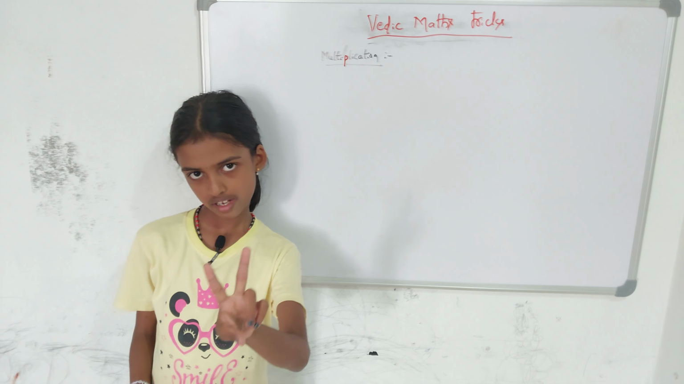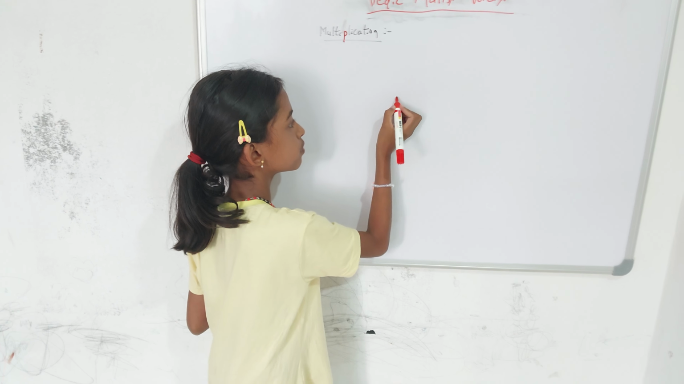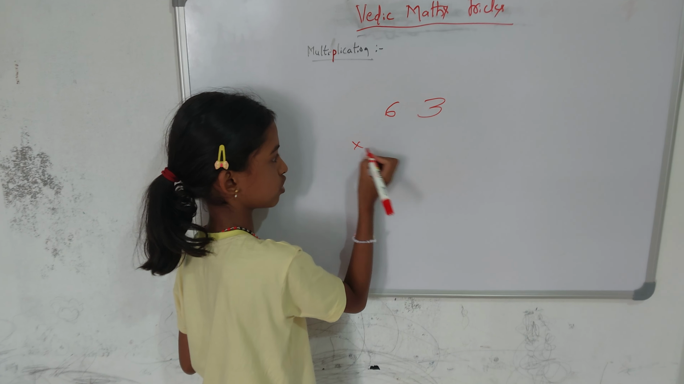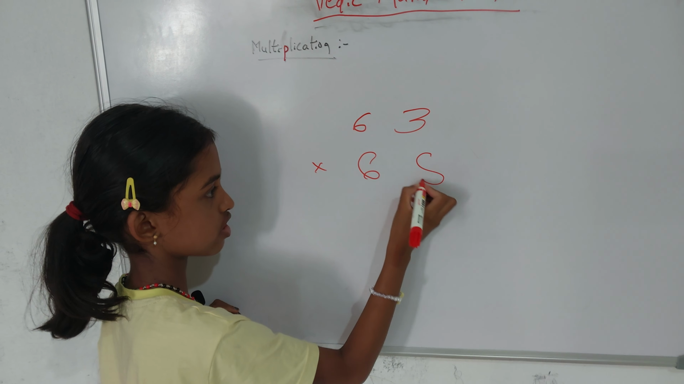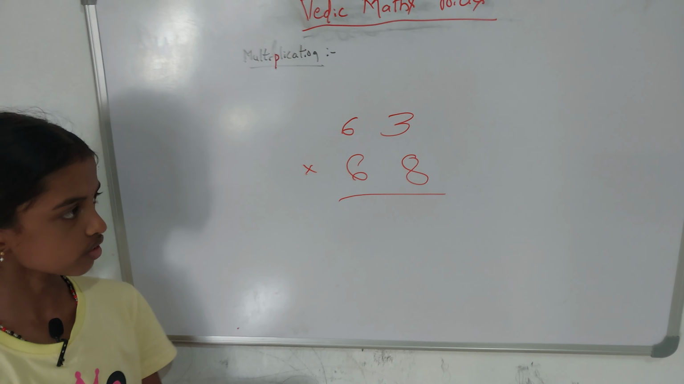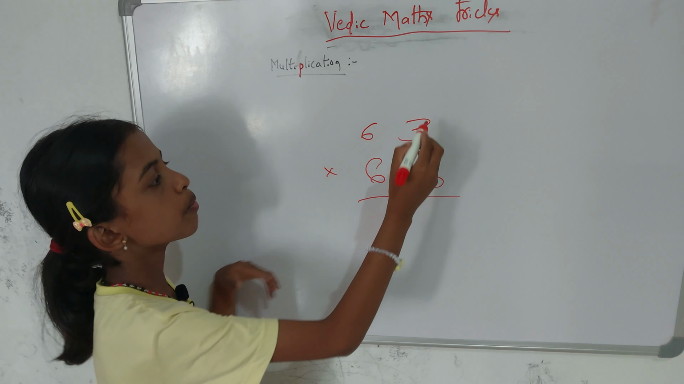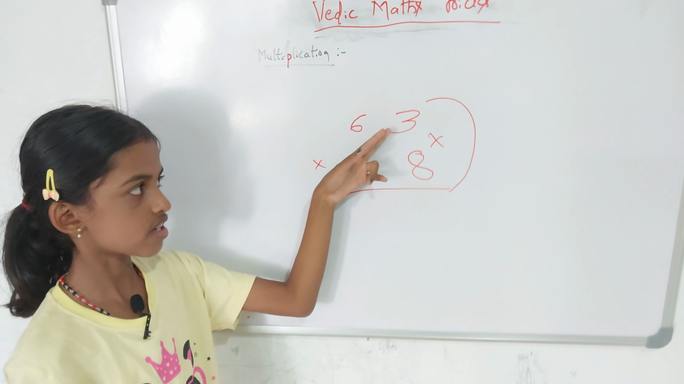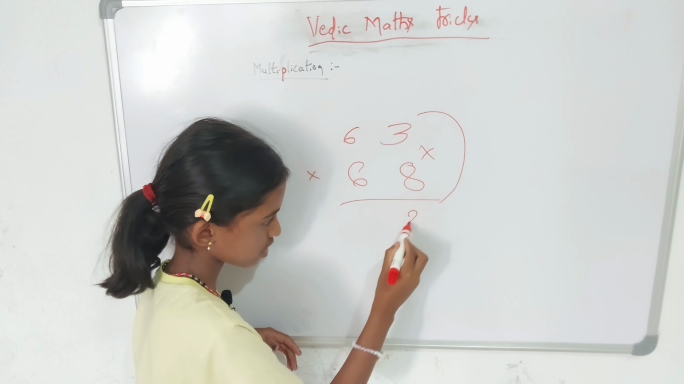Now the second example. 63 into 68. Now multiply 8 into 3. 8 ones are 8, 8 2s are 16, 8 3s are 24. So the answer is 24.